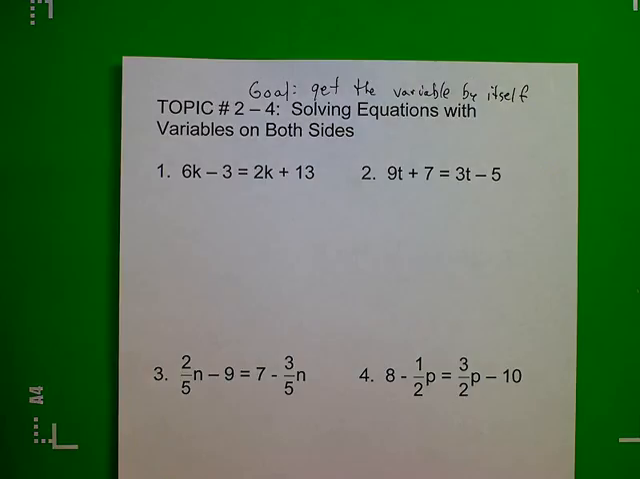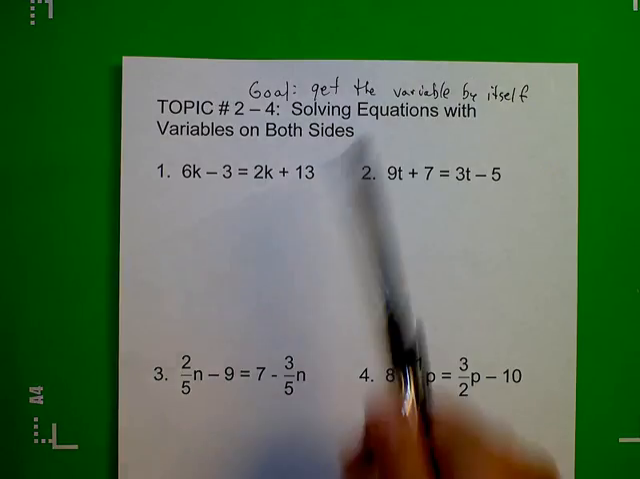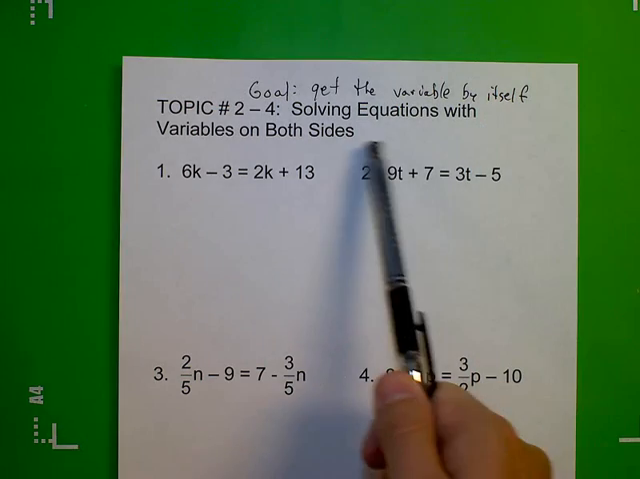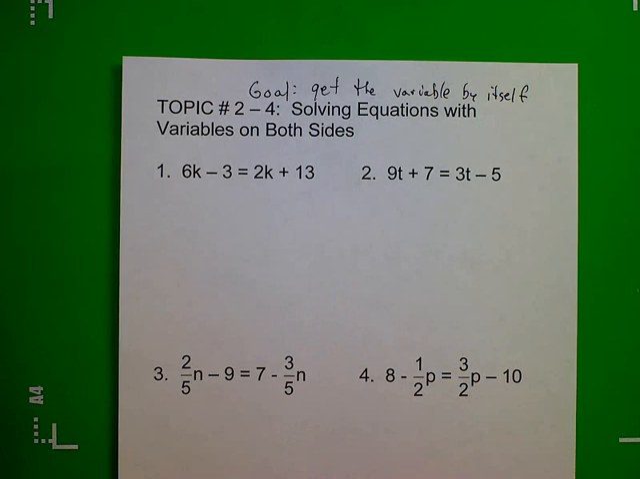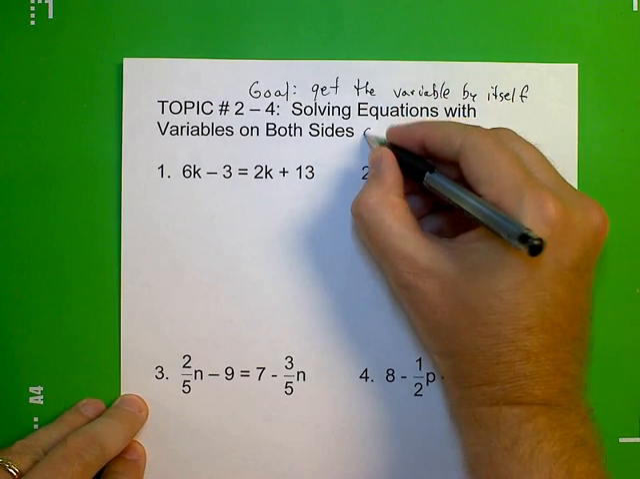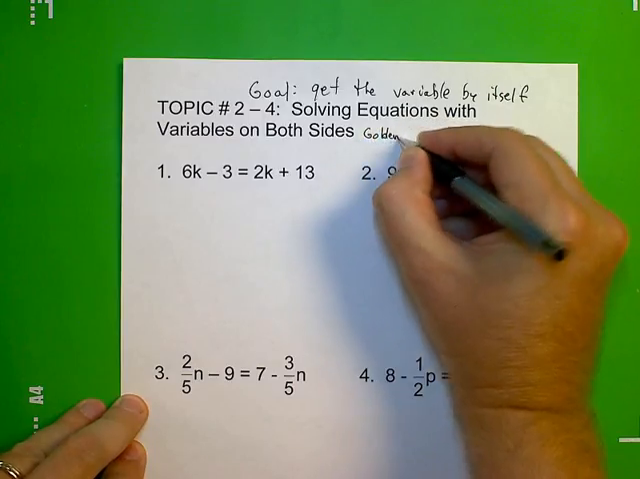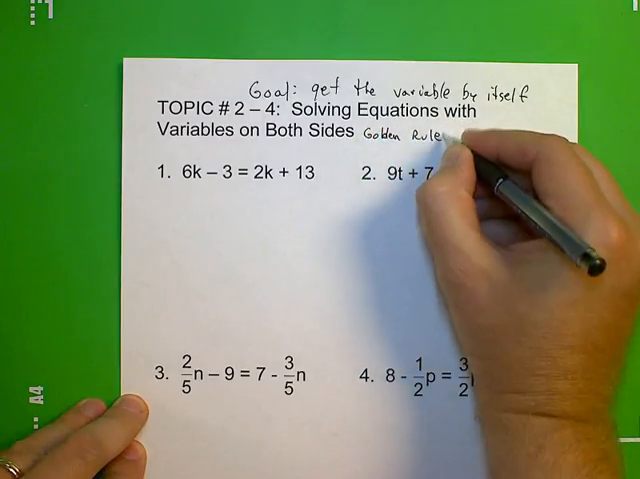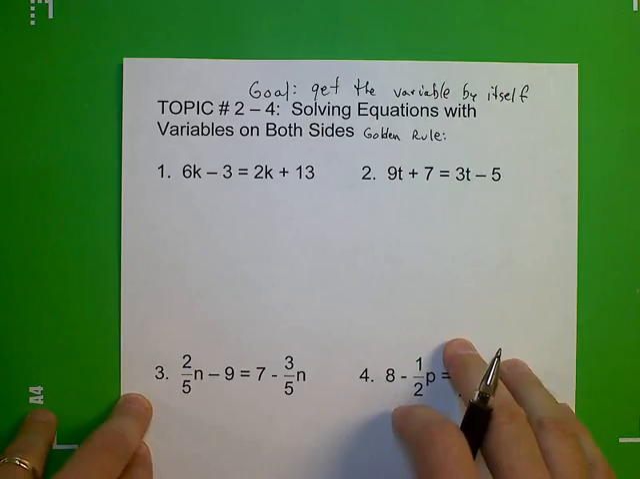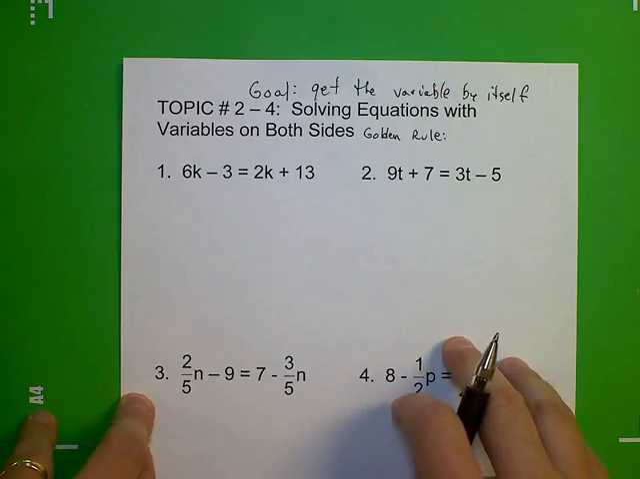Okay, so our goal here is to get the variable by itself. Just because the variable's on both sides, it doesn't matter. Remember, what's our golden rule? What's the golden rule for solving equations? Renato, remember what the golden rule is?